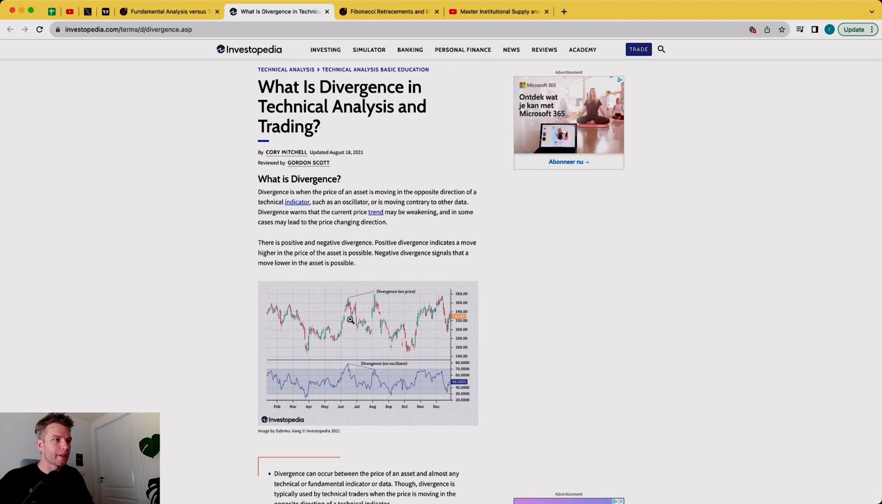So divergences, and they happen on multiple indicators. They are just a signal to look out for. It means that the strength is potentially going out of a movement, and there is a probability. Remember that word. There's nothing like should or will. All those absolute terms have no place in trading. It's always about probability and possibilities. So keep that in your mind as well.